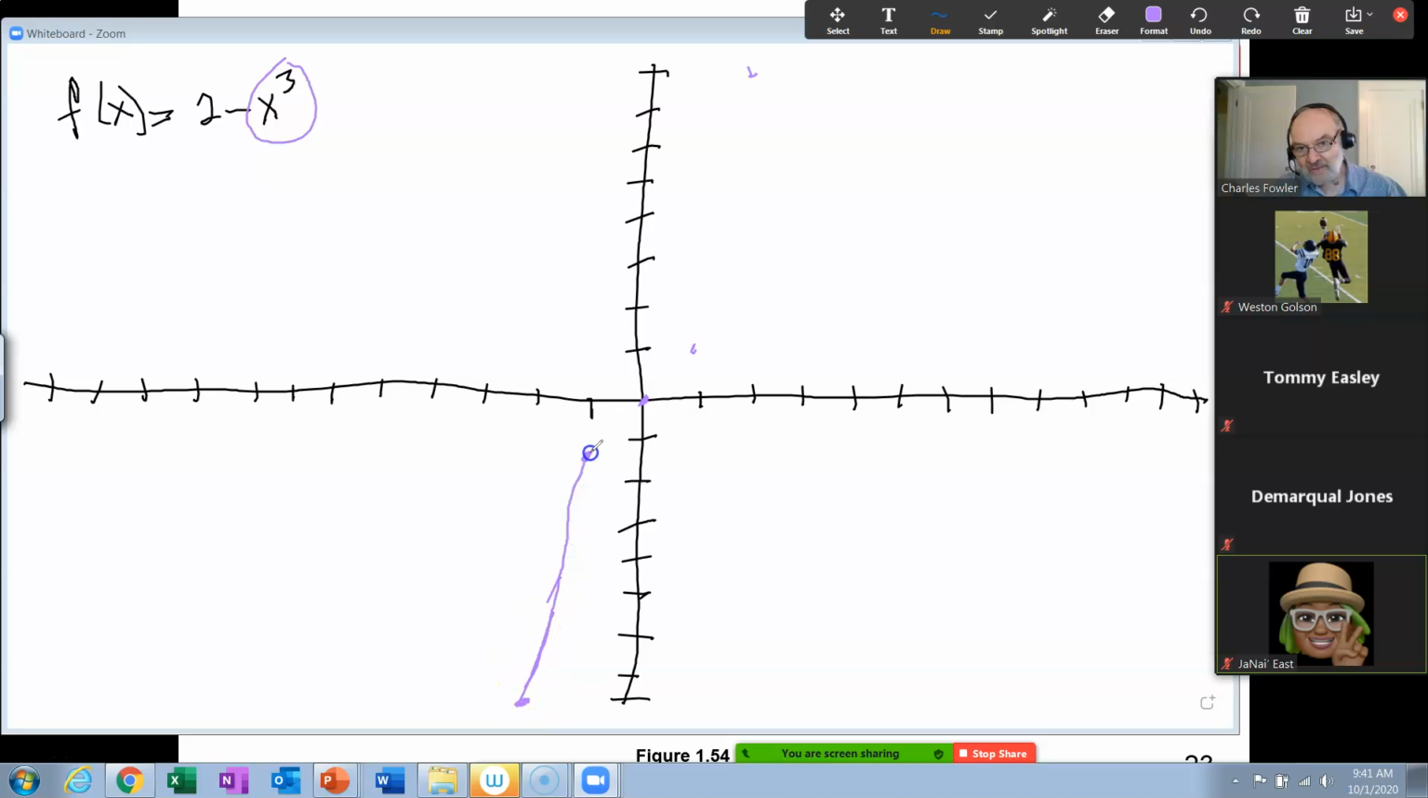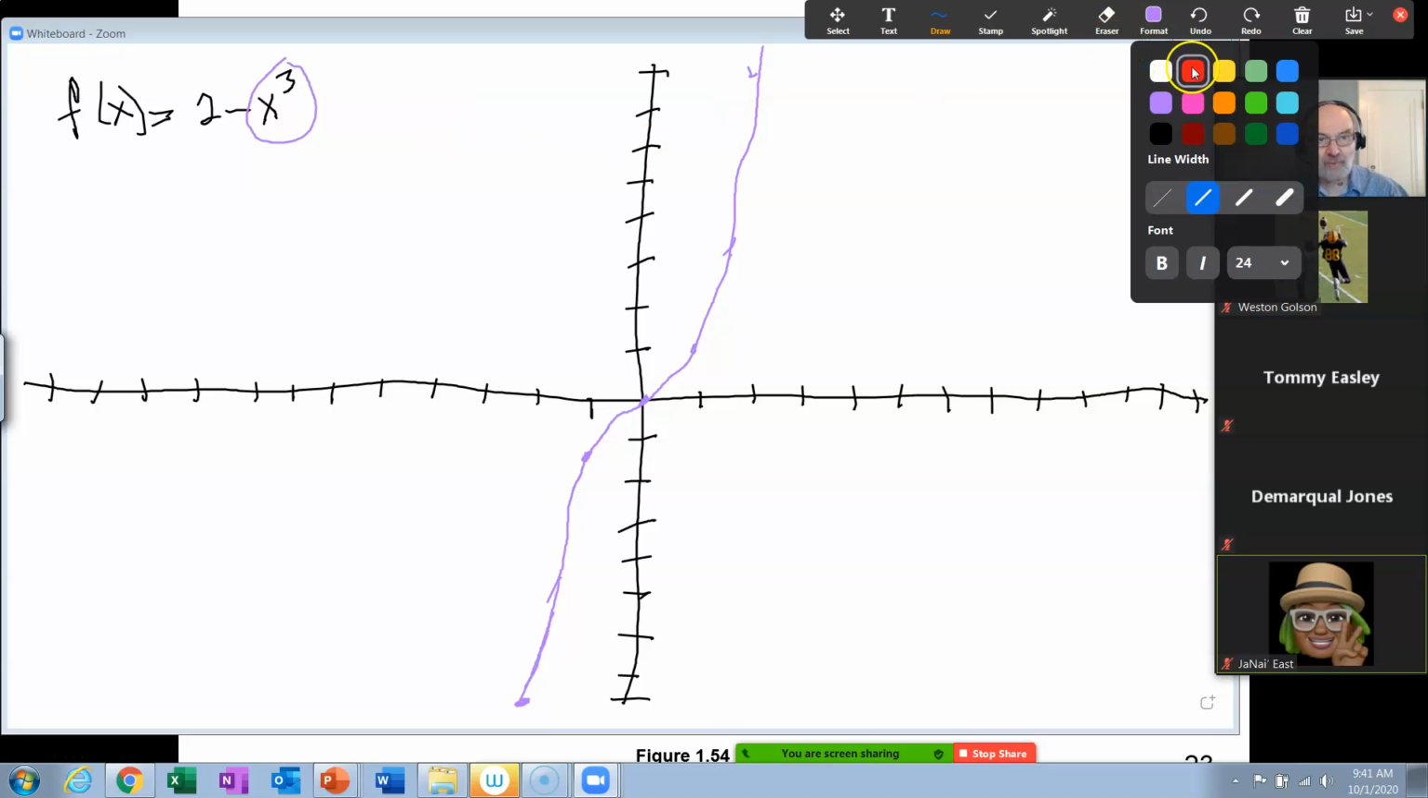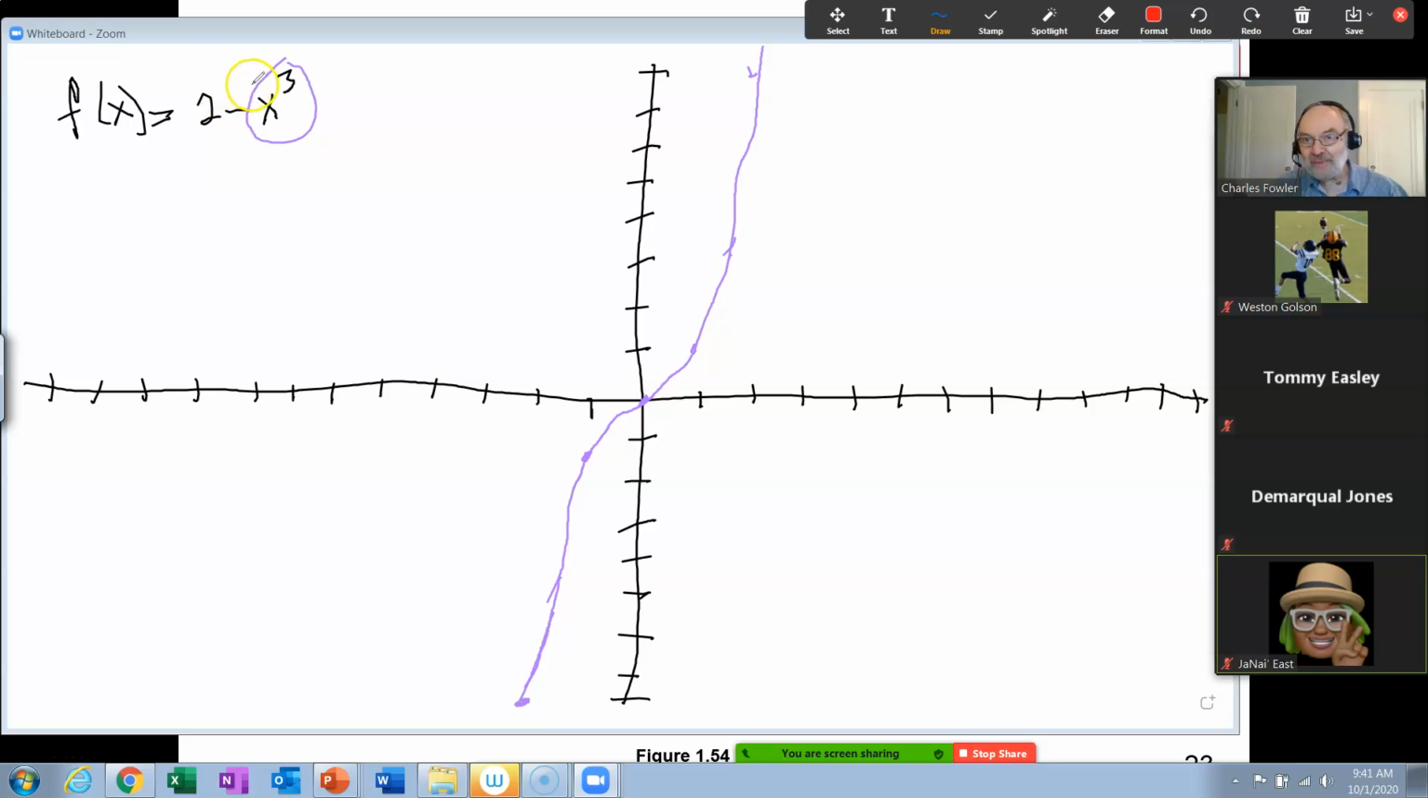So it comes up, flattens out here, and then shoots up here. That's your parent function, the cubing function. But we're negating that. So let's pick another color here, say red, and red is going to be minus x cubed. That's going to negate it all.